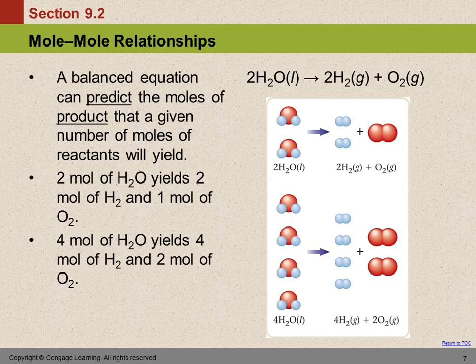So we can interpret this in this picture way with the number of molecules, or we can do it in terms of moles. So 2 moles and 2 moles, and this would be 1 mole. If we can double it with numbers of molecules, we can double it with numbers of moles. So 2 moles yields 2 moles of hydrogen and 1 mole of water. 4 moles of water would yield 4 moles of hydrogen gas and 2 moles of oxygen.